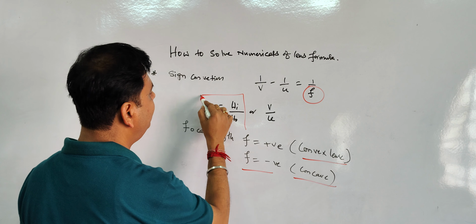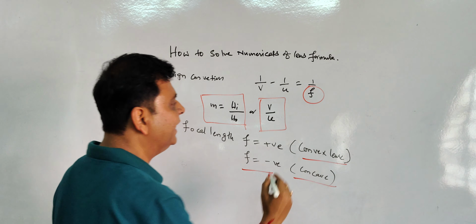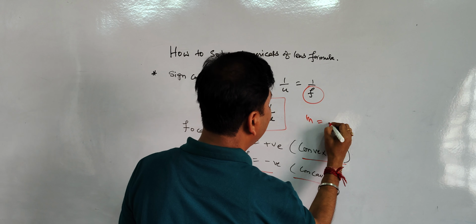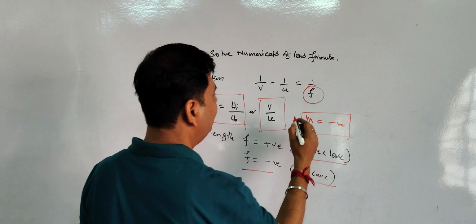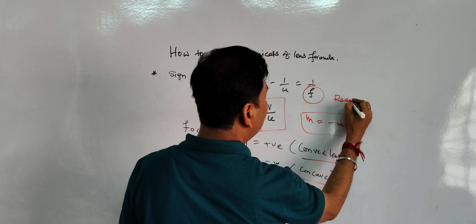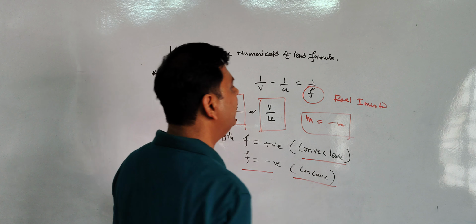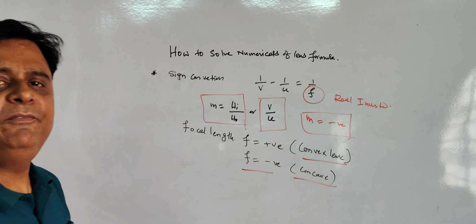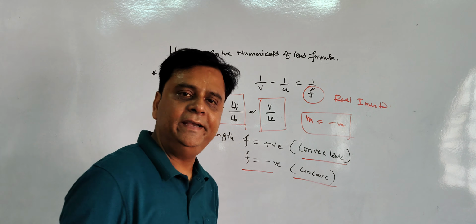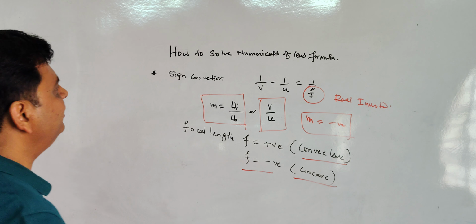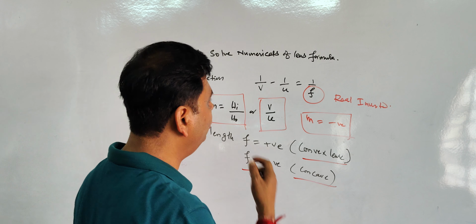Magnification is height of image by height of object, or v by u. Again, it is possible that magnification is negative. If magnification is negative, this means the image is real and inverted. And if the magnification is positive, of course it is virtual and upright. So this is the basic understanding we should be careful with while solving the numericals of lens formula.